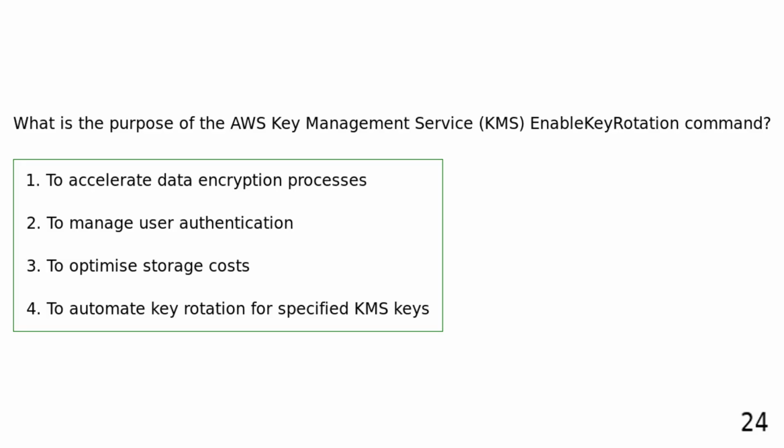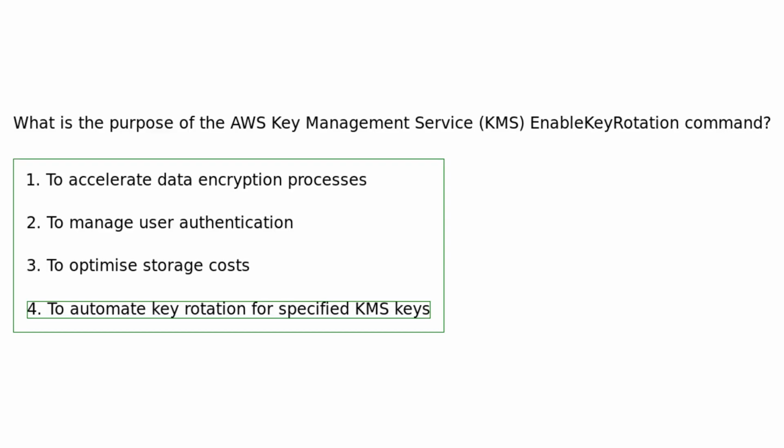What is the purpose of the AWS Key Management Service Enable Key Rotation command? To accelerate data encryption processes. To manage user authentication. To optimize storage costs. To automate key rotation for specified key management service keys. The Enable Key Rotation command is used to automate key rotation for specified key management service keys, ensuring that encryption keys are regularly rotated for enhanced security and data protection.